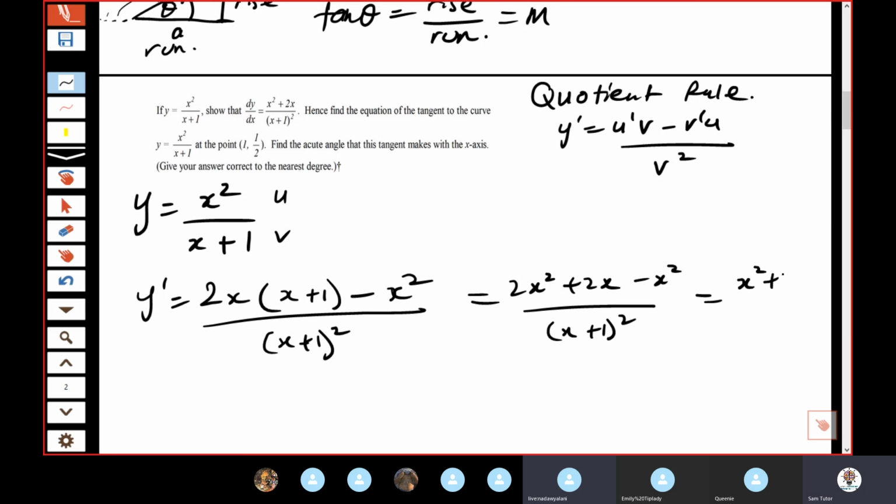2x squared. Okay. Yeah, but you're kind of glitching. Yeah.